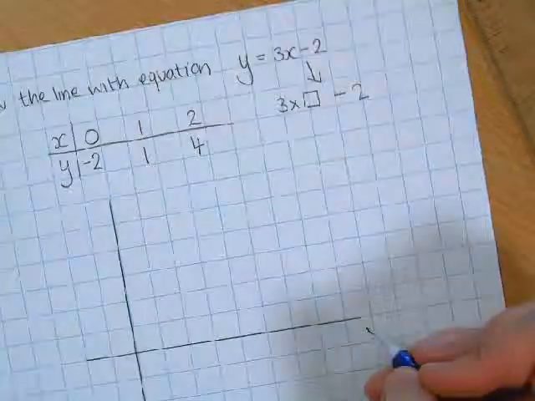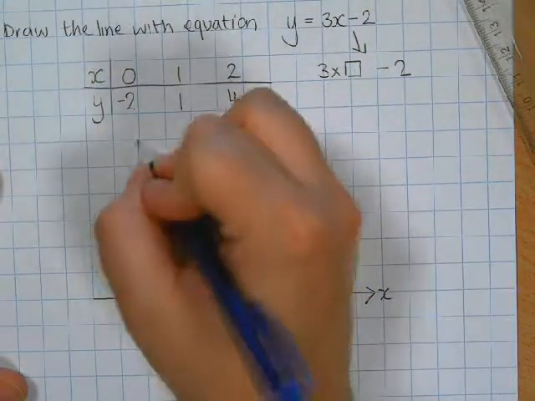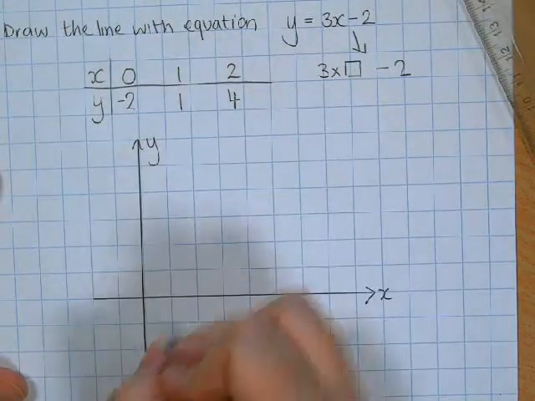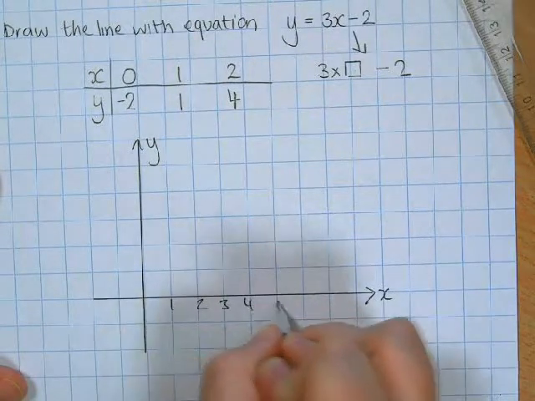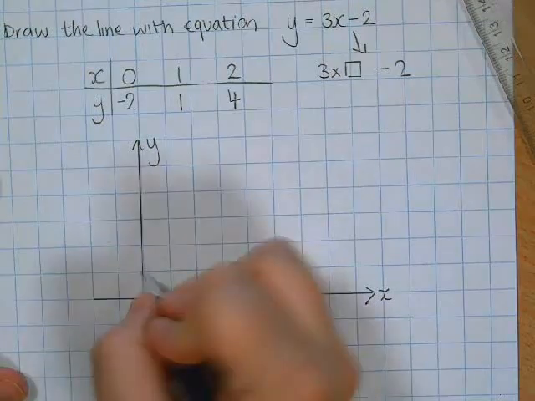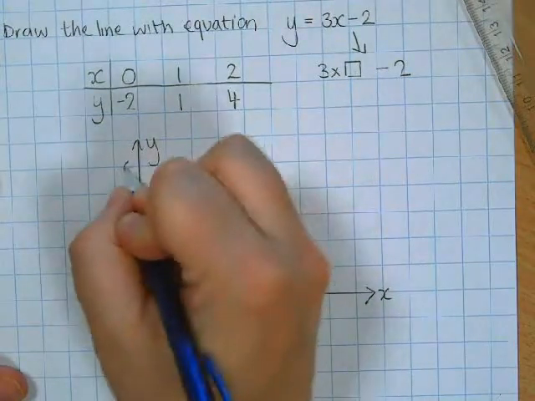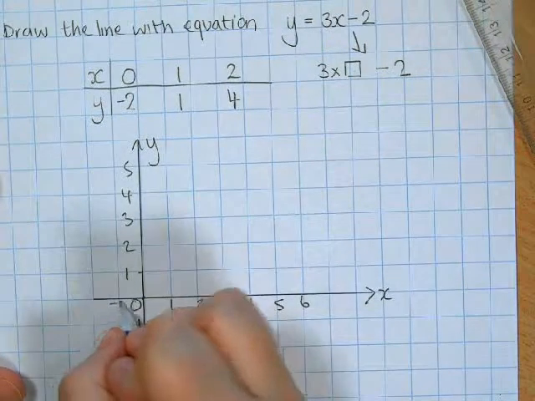So we've got x and y. 1, 2, 3, 4, 5, 6. That's going to be 0, -1, -2, 1, 2, 3, 4, 5. Okay, might as well put -1 in there as well.